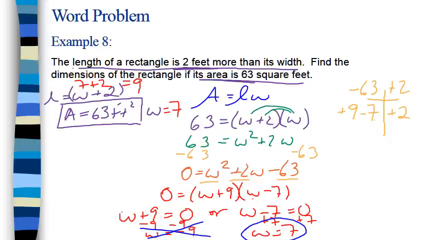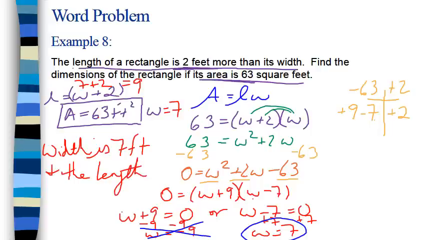So that means that the width is 7 feet and the length is 9 feet.